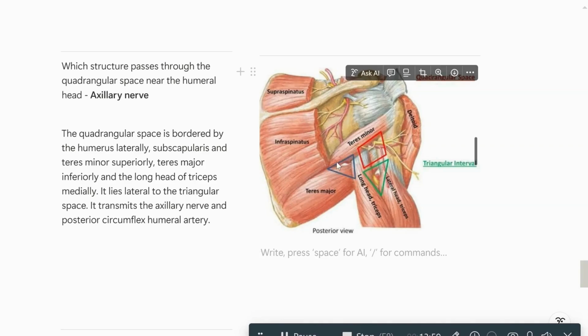For the triangular space, we have superior boundary of teres minor, inferiorly we have teres major, and laterally we have the long head of triceps. From the triangular space passes the circumflex scapular artery. Triangular interval is bounded superiorly by teres major, medially by the long head of triceps, and laterally by the shaft or lateral head of the triceps. From this passes radial nerve and profunda brachii artery, which is the deep branch of the brachial artery.